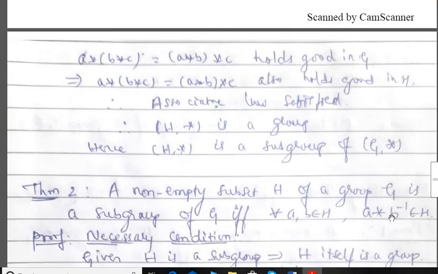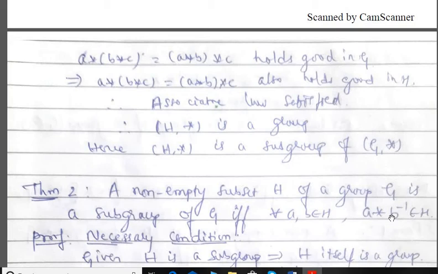So A star (B star C) equals (A star B) star C, that holds always in the set G. The same elements, if you take them under set H, under the same operation, so A star (B star C) equals (A star B) star C also holds good in H. So hence we can say that the associative law also satisfies. So it satisfies all four laws. So if it satisfies, then we can say that H under the binary operation star is a group.